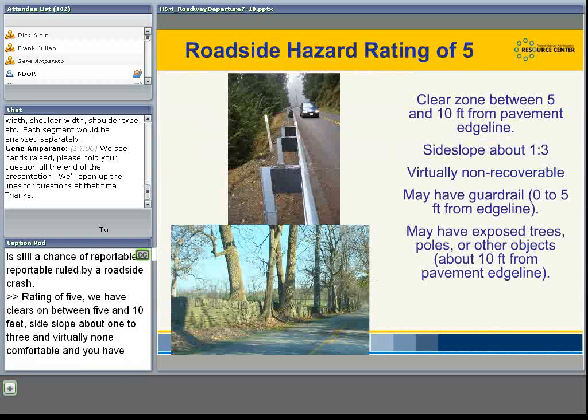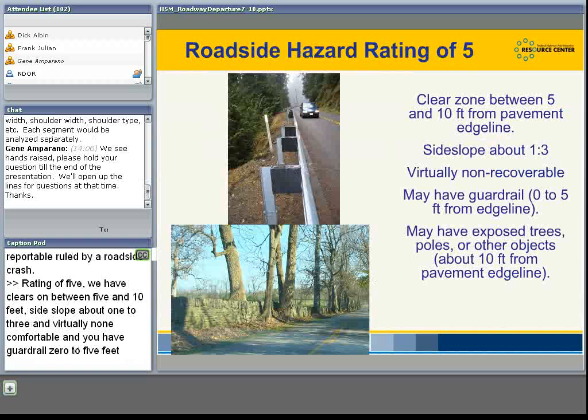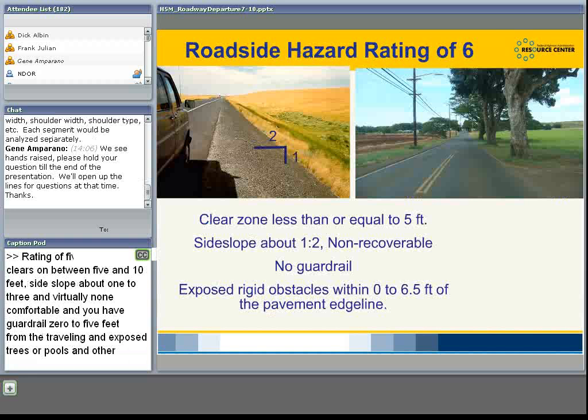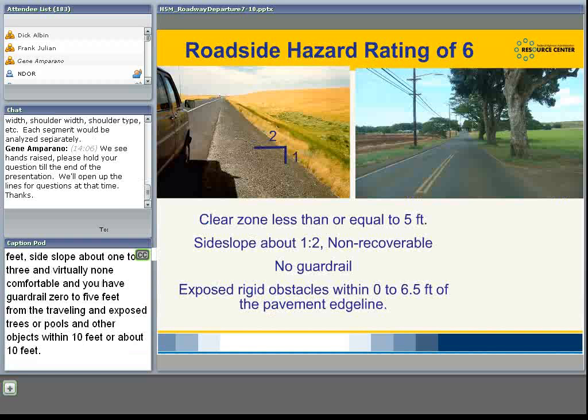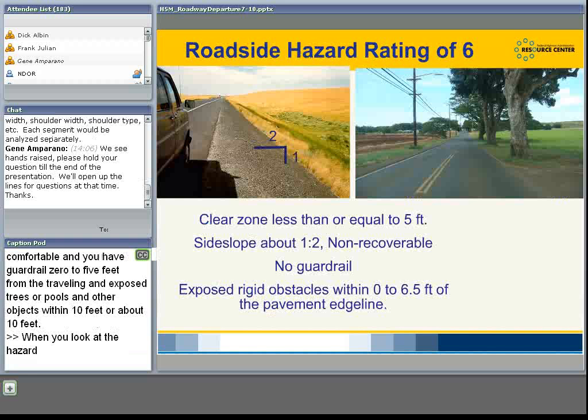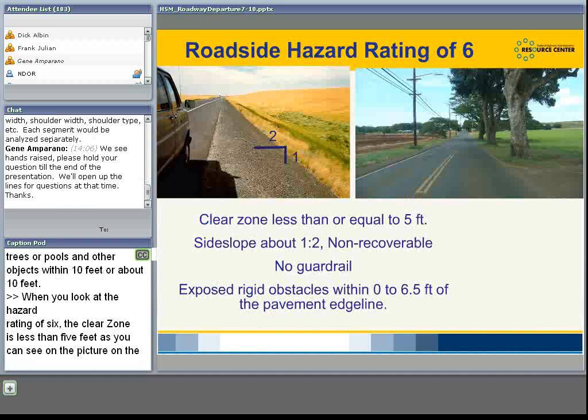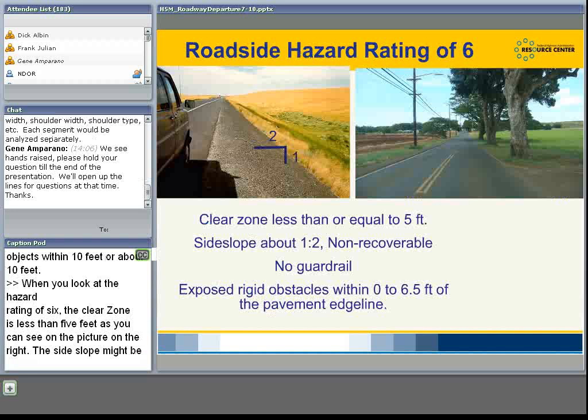As we start getting into a roadside hazard rating of 5, we have clear zones between 5 and 10 feet, and side slopes of about 1 to 3, virtually non-recoverable. You might have guardrail that's less than 5 feet from the edge of the travel lane. You also might have exposed trees, poles, or other objects within about 10 feet.